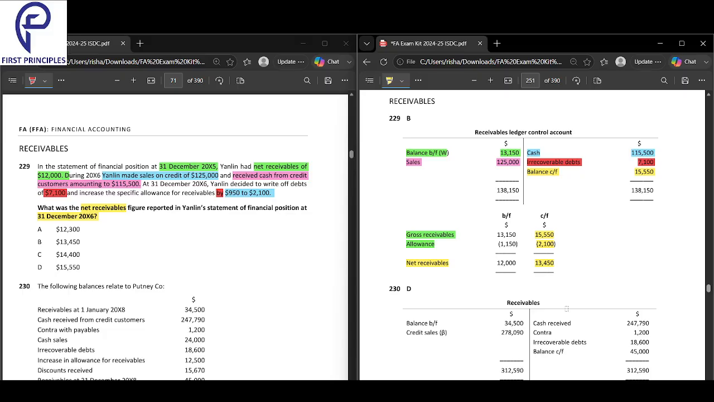To get the net receivables, you make a gross receivable account and you get the closing gross. And lastly, you just remove the allowance from the closing gross. You will get your closing net.